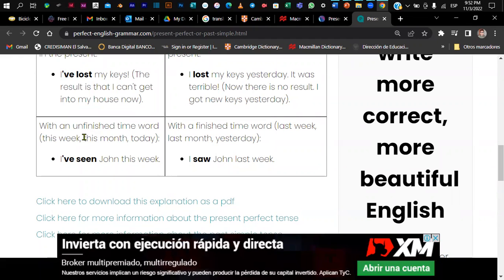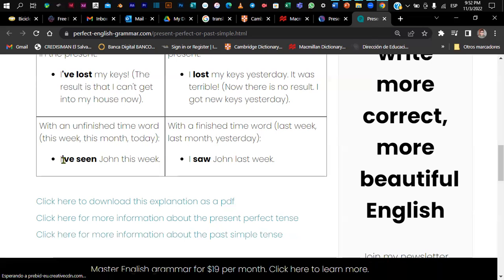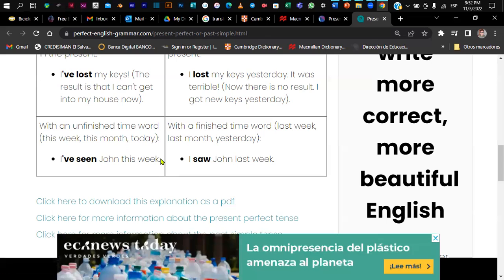but there is no specific point. Today. This month. Okay, is that specific for you when you say this month? No. Neither, tampoco. Or today? Does it tell you at what time? 8, 7, 6, 10? No specific time, right? Okay, I've seen John this week.